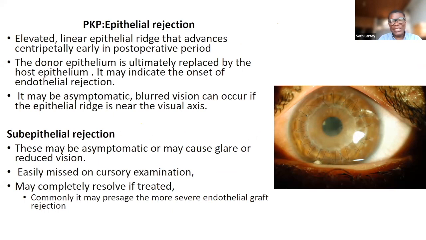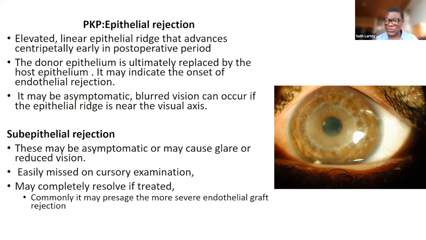It's not a big problem because the donor epithelium will eventually replace the host epithelium that is rejected, and everything clears. But it may be an indication of the onset of an endothelial rejection, which is a more serious issue. So if you recognize it, look carefully, pay attention, and be prepared for a possible endothelial rejection. It may be symptomatic, you may have blurred vision, especially if the ridge is in the visual axis.